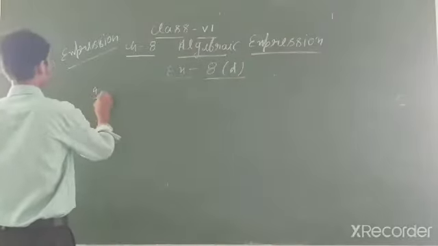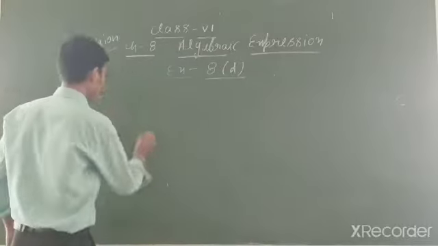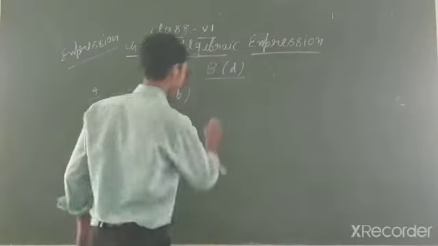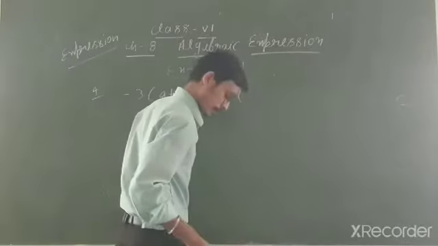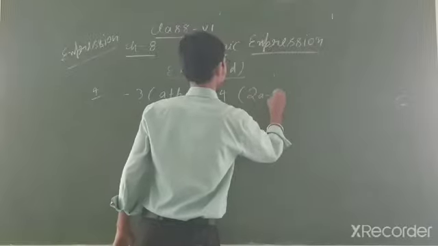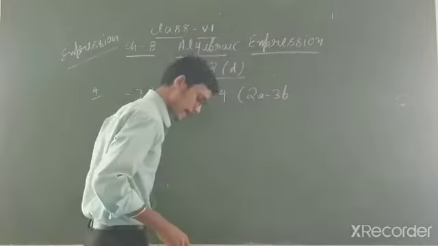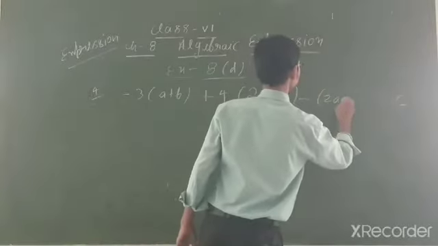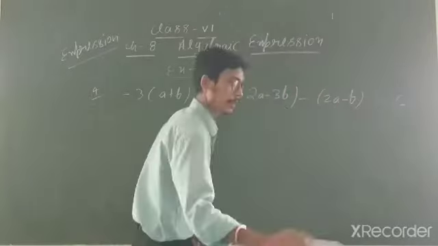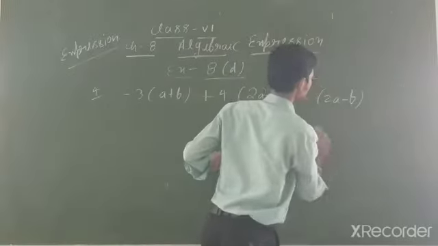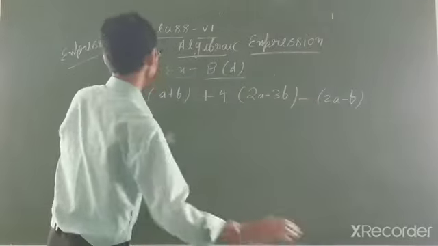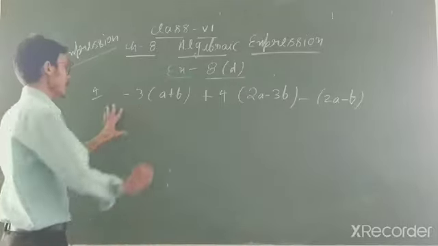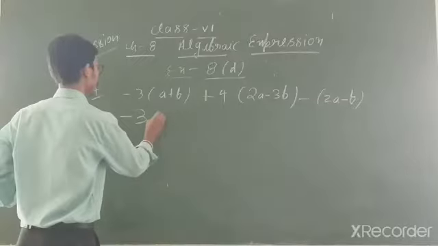So I am taking a question. Let's just start question number 4, because this is a little bit long. -3 times (a plus b) plus 4 times (2a minus 3b) minus (2a minus b). Clear student? This is given. This is our question. Now we have to solve carefully. Only we have to use the concept. -3 is given, plus a is given. So minus plus minus and 3 multiply by a, so -3a.